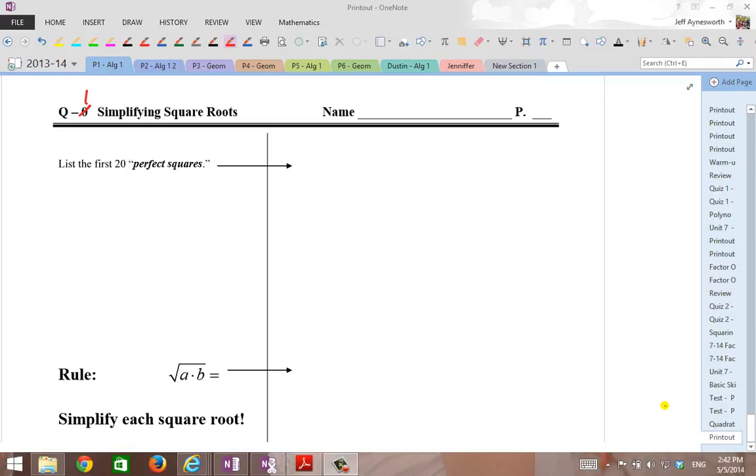Okay, so the first goal here is not to just go right into simplifying roots, it's to know what the perfect squares are, because you need to know those in order to square root a number. So let's do that. Let's talk about it.